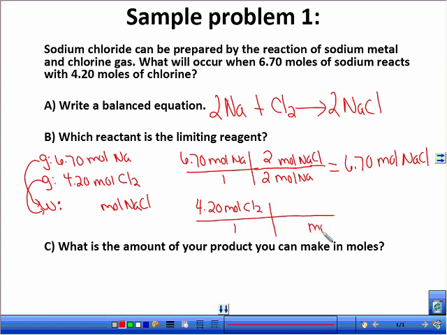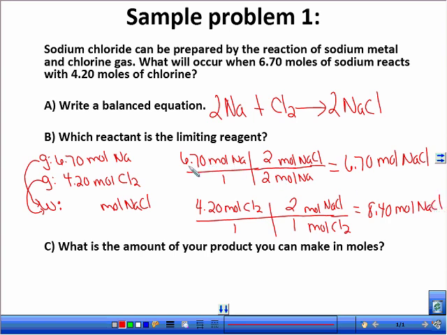This time mole of chlorine will come down. To the top is mole of NaCl, still going to the product. There is a 2 in front of this and a 1 in front of this. This becomes 8.4 moles of sodium chloride.